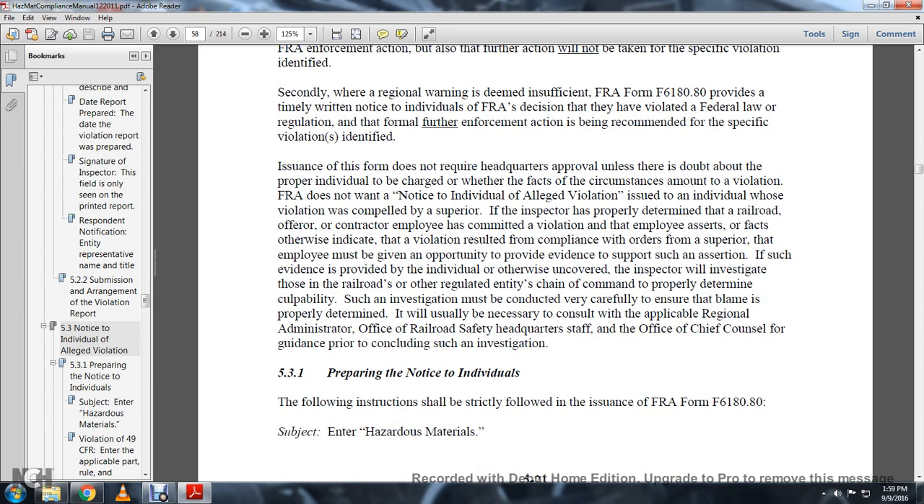Issuance of the form does not require headquarters approval unless there is doubt about the proper individual charged, given the facts and circumstances of the violation. The FRA does not want the notice of the alleged violation issued to an individual whose violation was compelled by a superior.